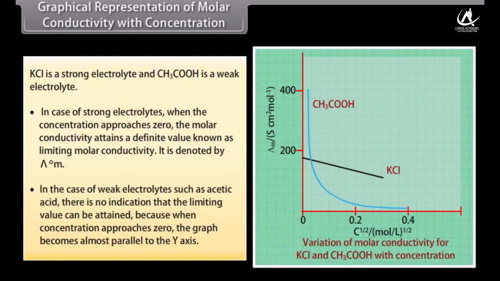In the case of weak electrolytes, such as acetic acid, there is no indication that the limiting value can be attained, because when concentration approaches zero, the graph becomes almost parallel to the y-axis.